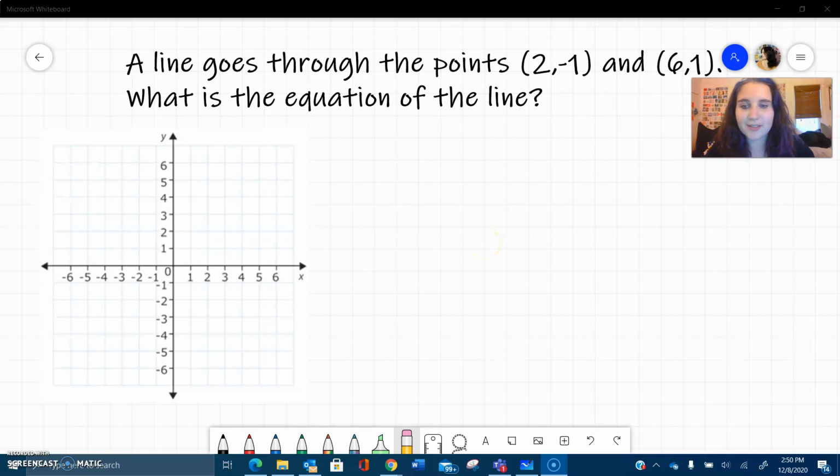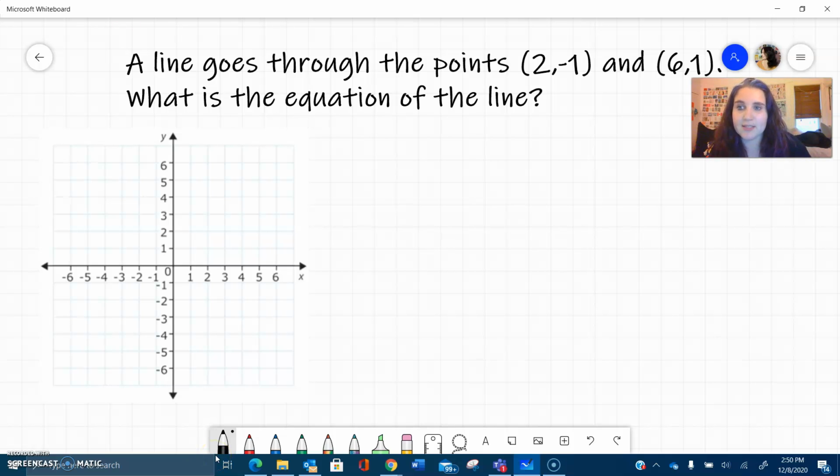Hello everyone. Today we are going to work on this problem. It's about finding an equation given 2 points. The problem we're given is a line goes through the points (2, -1) and (6, 1). And the question is, what is the equation of the line?